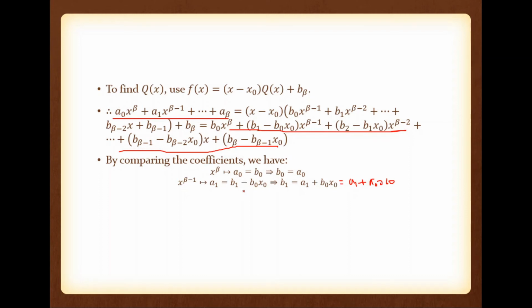We have b1 is equal to a1 plus b0 x0. So please note b0 equal to a0 and b1 is equal to a1 plus b0 x0. Now compare the coefficient of x raised to beta minus 2. If you are comparing the coefficient of beta minus 2, here we have a2. So a2 is equal to, here we have b2 minus b1 x0. b2 minus b1 x0. But please note, what is b1?